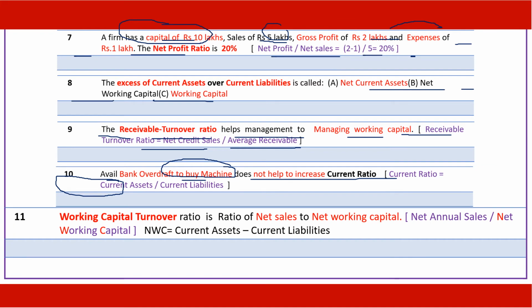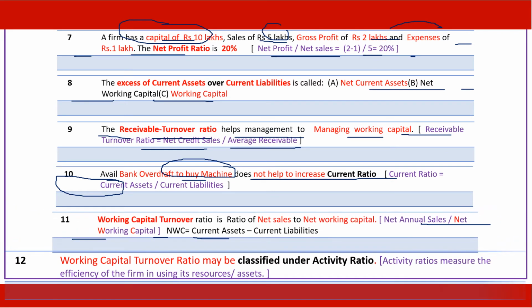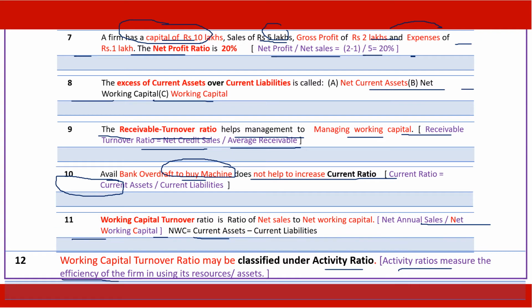Working capital turnover ratio is net sales divided by net working capital. That is net annual sales divided by net working capital. Net working capital means current assets minus current liabilities. Working capital turnover ratio may be classified under activity ratio. What is activity ratio? Activity ratio measures the efficiency with which resources or assets are used.